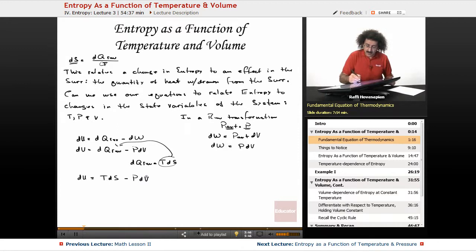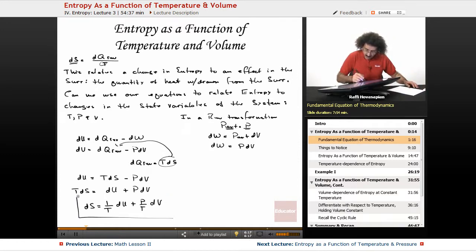So I'm going to switch things around. I'm going to move this over here, and I'm going to put T dS is equal to dU plus P dV. Now I'm going to divide everything by T in order to get dS alone. And I'm going to be left with dS is equal to 1 over T dU plus P over T dV.